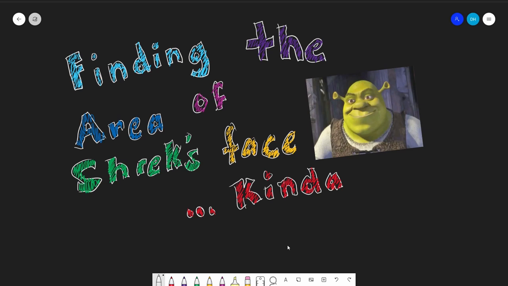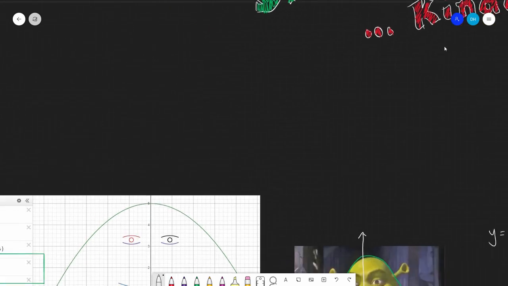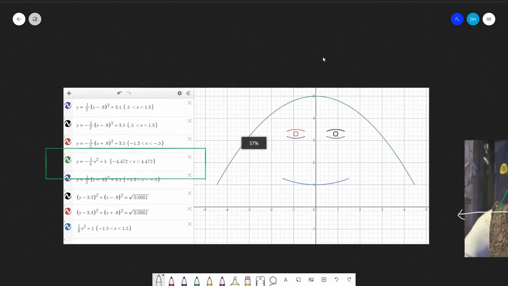Alright, in this video, we're going to find the area of Shrek's face. Well, kind of. Why do I mean kind of? Because the curvature of Shrek's head is really hard to define with a function, but let's just pretend and say it will be defined by this function here on the left.